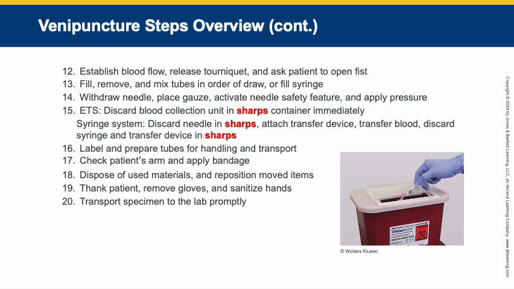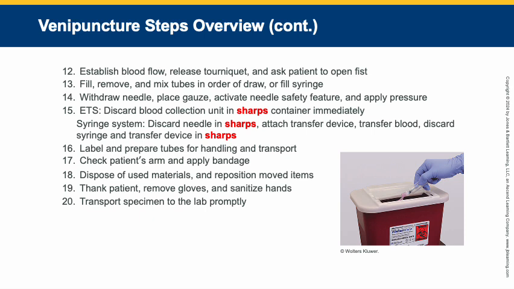So after the tourniquet is off and you've gotten all your blood, withdraw the needle, place the gauze, activate the needle safety features, and apply pressure. If you have the ETS system, you're going to discard the blood collection unit in the sharps container immediately. That's the whole thing. If it is a syringe system, you discard the needle in the sharps, but then you're still going to need the blood that is in the actual syringe. Attach a transfer device. You're going to transfer the blood and then discard the syringe and the transfer device in the sharps. So it depends on whether you use a syringe or an ETS.